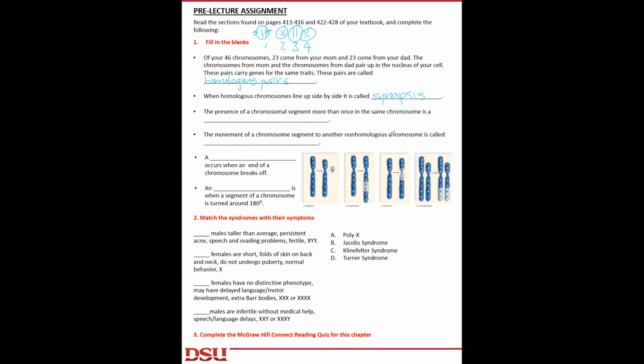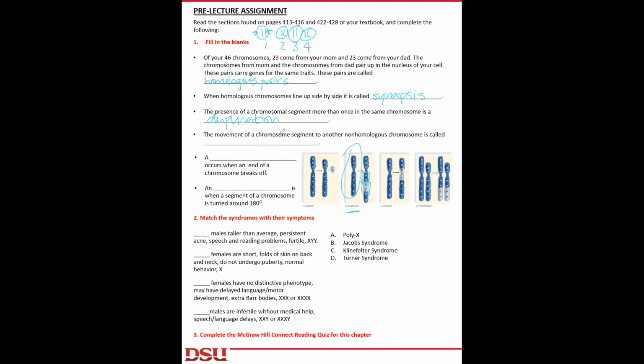Okay? The presence of a chromosomal segment more than once in the same chromosome is called a duplication. Okay? Which is shown here. So this is what it should look like, but what's happened is this segment has been replicated again, so we end up with an extra copy of it in there.